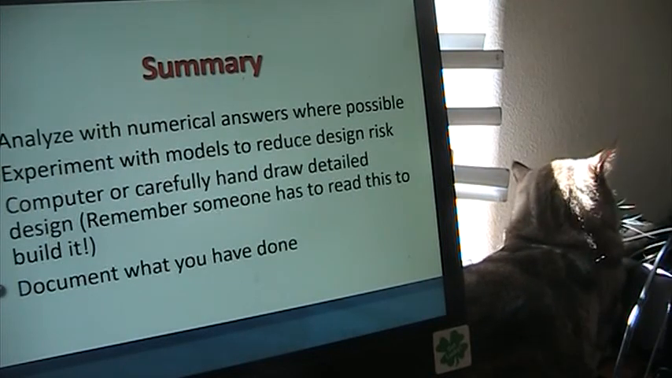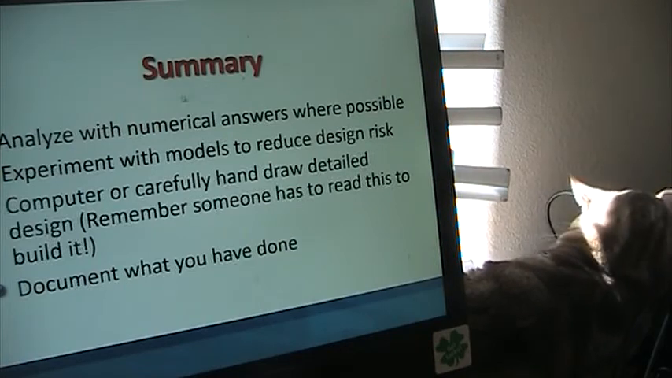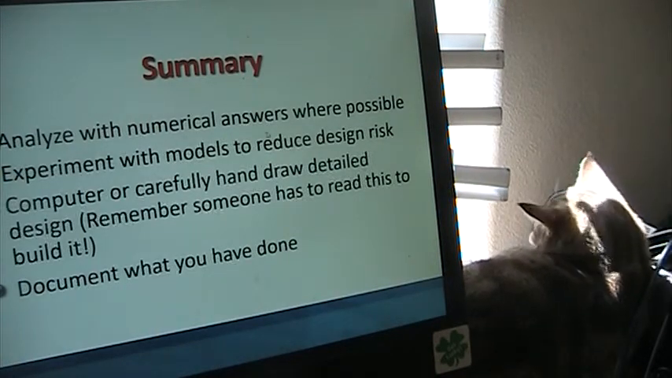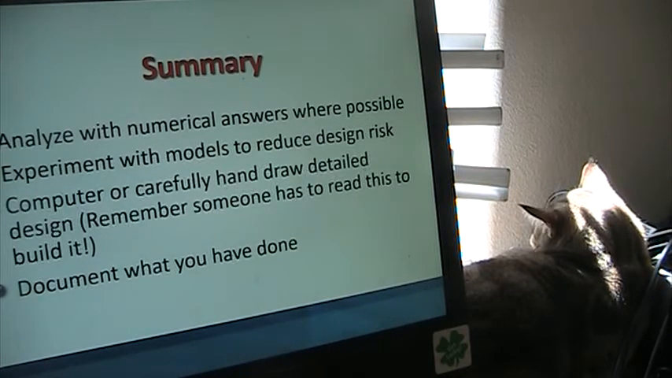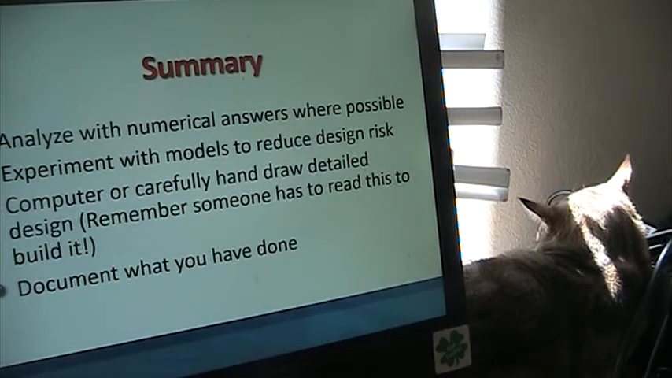All right, so our Chapter 24 summary: use numerical answers where that is possible. I am confident you can look online and find answers to how well your design would work. We want models on things that we don't know about, we aren't certain about, and then we want a good, solid design. And always we want to document what we have done.